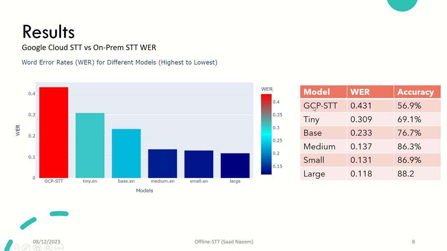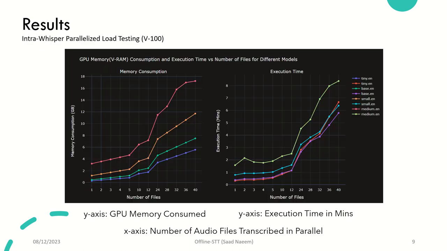The Google STT model that is listed here is a specialized model called the phone call model, specifically trained for transcribing phone calls. So this is not some generic model. It gave us about 60% accuracy, whereas for the locally running models from tiny to large, the largest one gave us 88.2% accuracy.